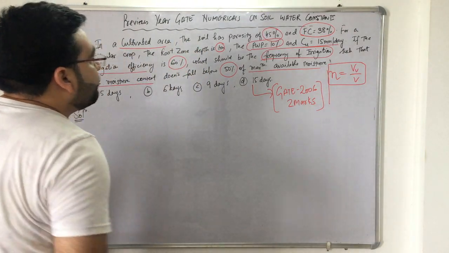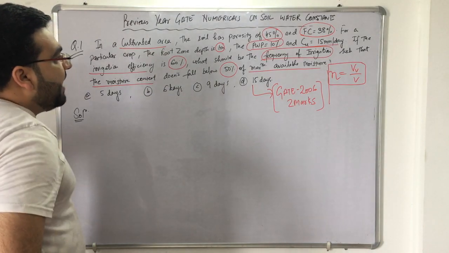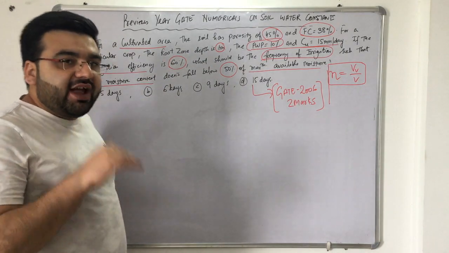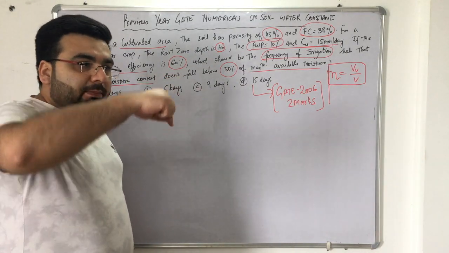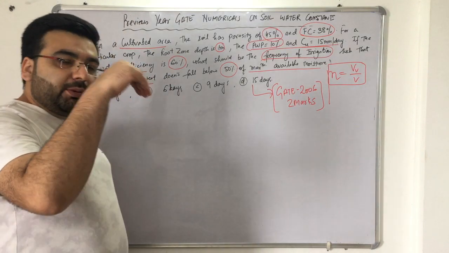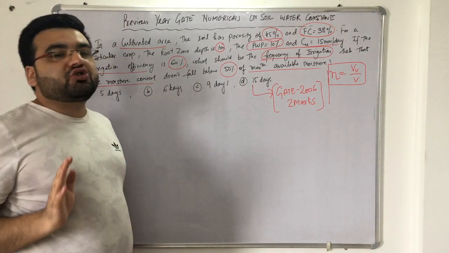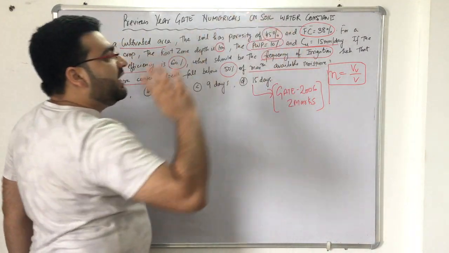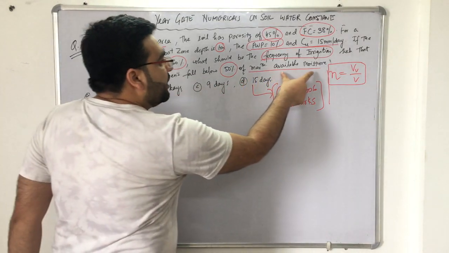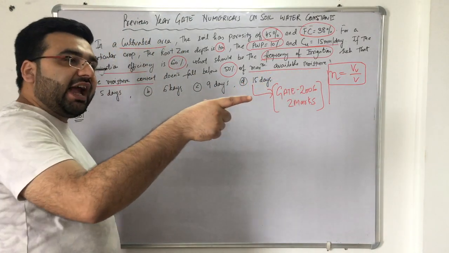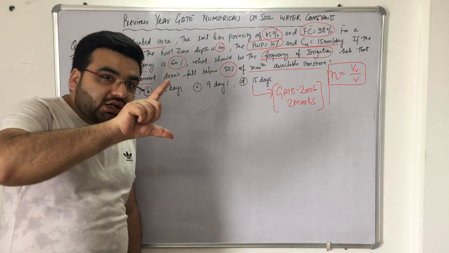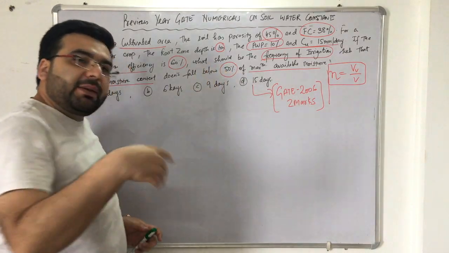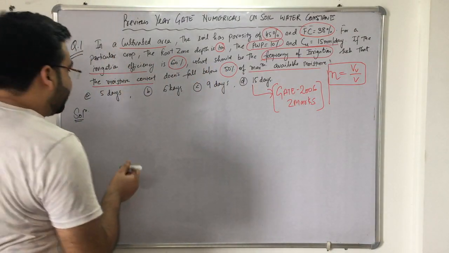So now let us solve this numerical. We have to calculate the frequency of irrigation, and frequency of irrigation is calculated when you know the depth of water below which the moisture content is not supposed to fall. The moisture content is not supposed to fall below 50% of the maximum available moisture, right? So first of all, we have to calculate the maximum available moisture. It means we have to calculate the maximum water depth, because the water depth will be the maximum available moisture, and then we will calculate 50% of that. So first of all, let us calculate the depth of water.